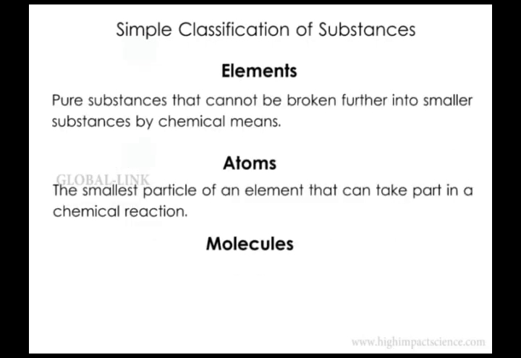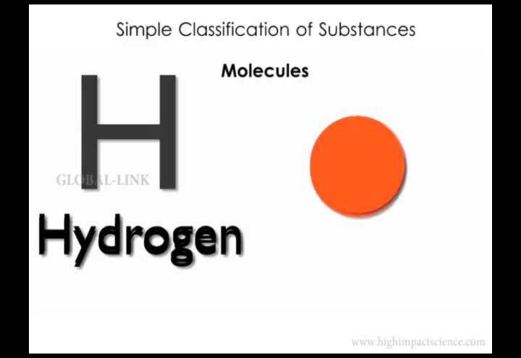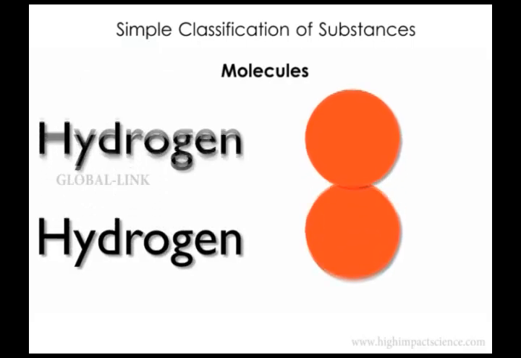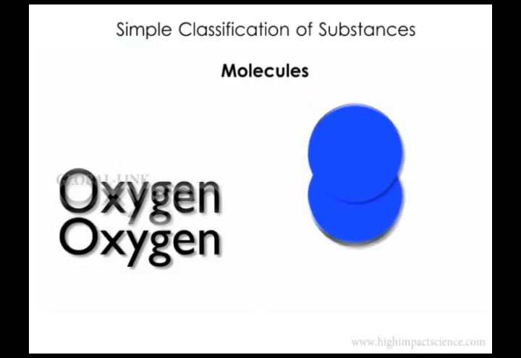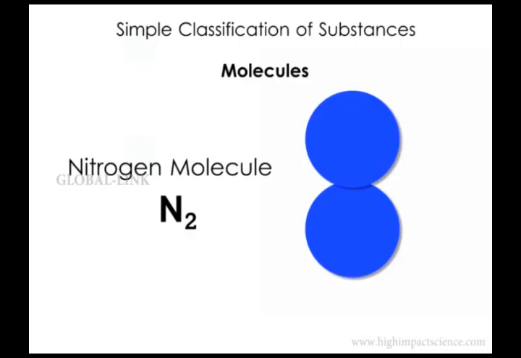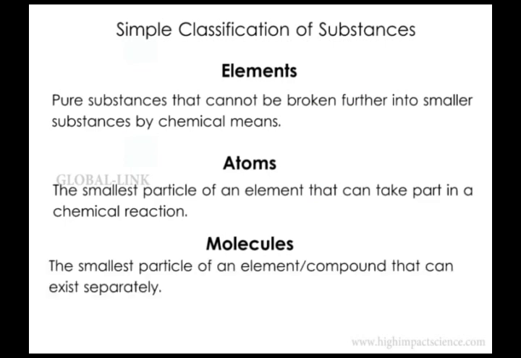Atoms of some elements cannot exist independently but join together to form small groups called molecules. For example, two hydrogen atoms join together to form a hydrogen molecule. Others include oxygen, nitrogen, chlorine, iodine, bromine, and many others. A molecule is therefore defined as the smallest particle of an element or a compound which can exist separately.